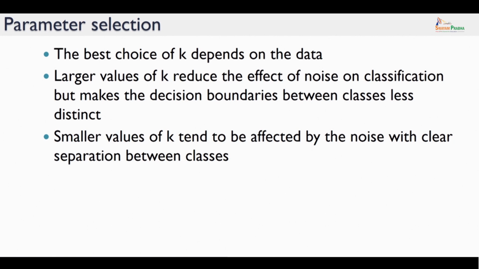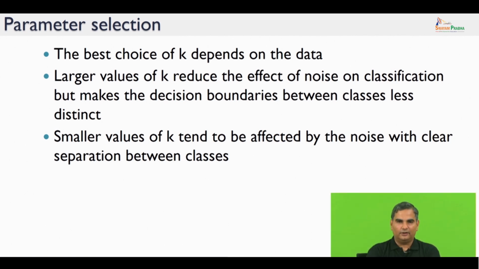So, the best choice of k depends on the data, and one general rule of thumb is if you use large values for k, then clearly you are taking a lot more neighbors. So, you are getting a lot more information, and the effect of noise on classification can become less. However, if you take a large number of neighbors, then your decision boundaries are likely to become less crisp and more diffuse.